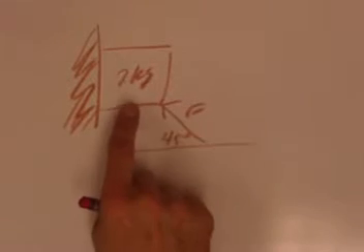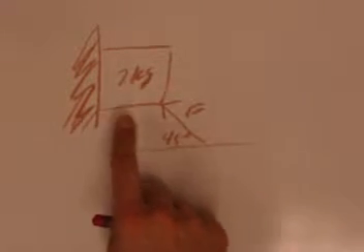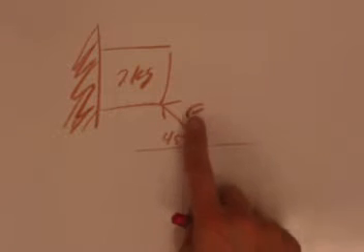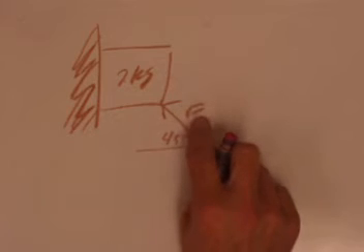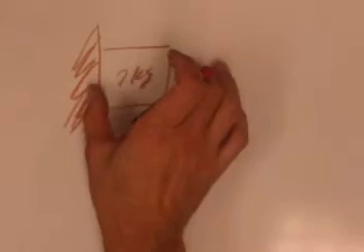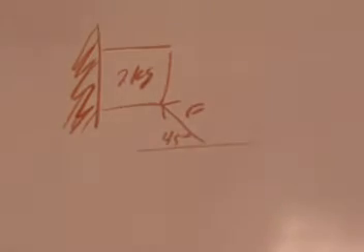Here's a Newton's law problem that has a block up against a wall. And someone is pushing on the block with some force F up at 45 degrees like this. So what the problem wants to know is, what would this force have to be so that this block can slide down the wall with a steady speed?